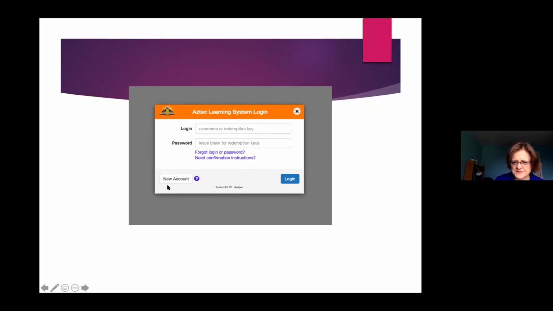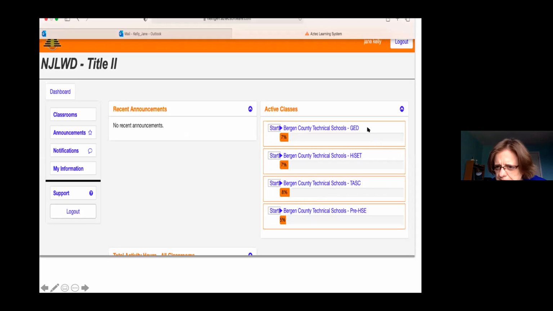So that's what the screen looks like. Okay, and if you do not have an account, you will not get in. Somebody has to have bought an account for you. And when the student gets in, they will see this. See here, it's New Jersey Labor and Workforce Development. And they will see their classes. They will have 1 or 2.